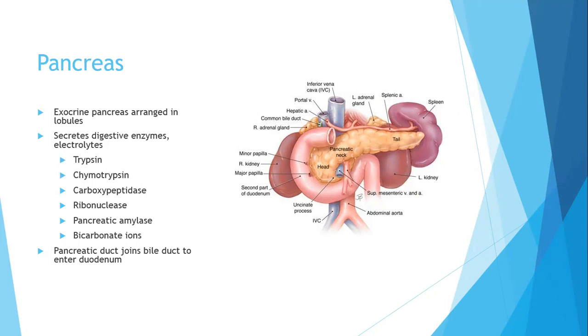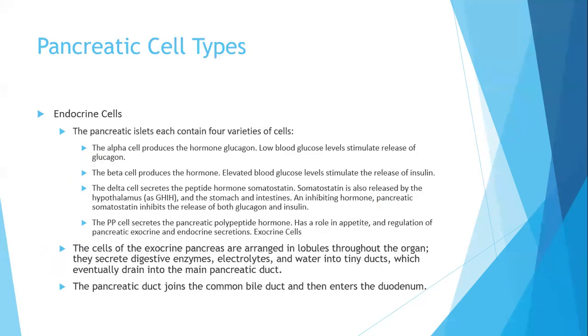The pancreatic duct joins the bile duct coming from the liver and gallbladder to enter the duodenum, which is the upper part of the small intestine. And the exocrine pancreas secretes all of its digestive enzymes into that duodenum. The endocrine pancreas, on the other hand, produces some very important hormones and substances.